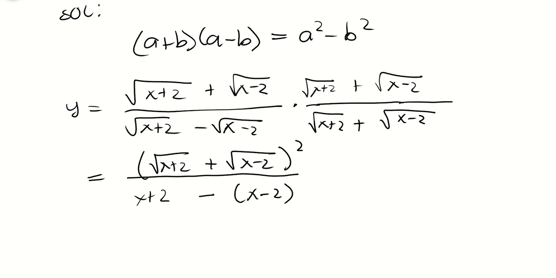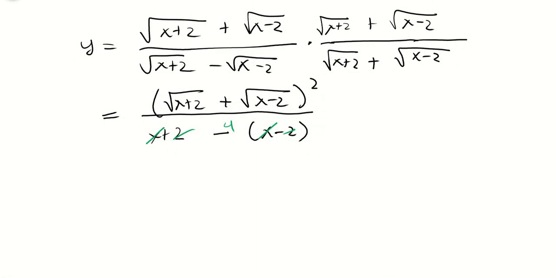Then here, look at this one, we can cancel out x minus x. Then we have 2 minus negative 2, which is 4. This one is equal to positive 4. So that's the simplification now. Also, we can expand the numerator.